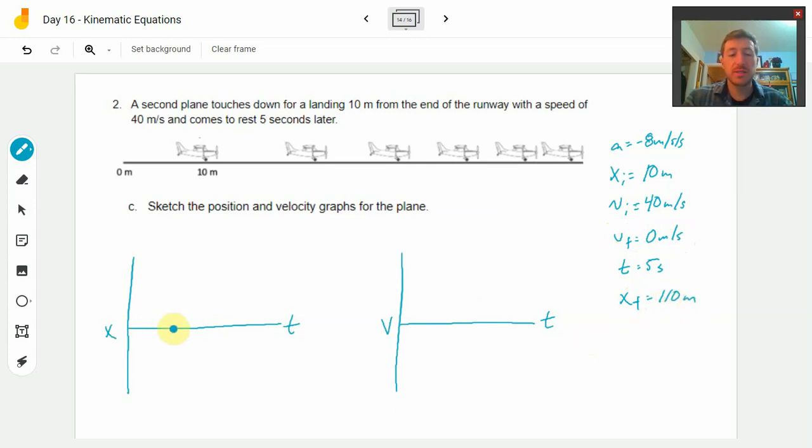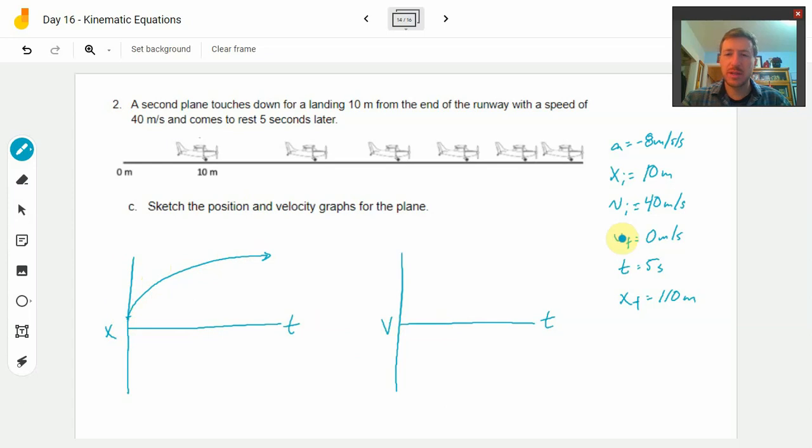Right. So if we look at the position over time, well, it went from 10 meters to 110 meters. But it was slowing down. So it's still moving to the right, still moving in this direction, starting at 10 meters, but then it was slowing down as it got to 110 meters. So this one would look something like this, starting out fast and slowing down, right? So something like that would be the position time graph.